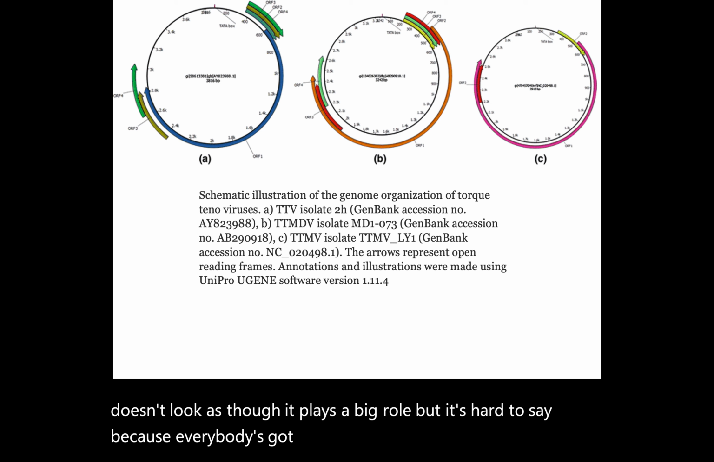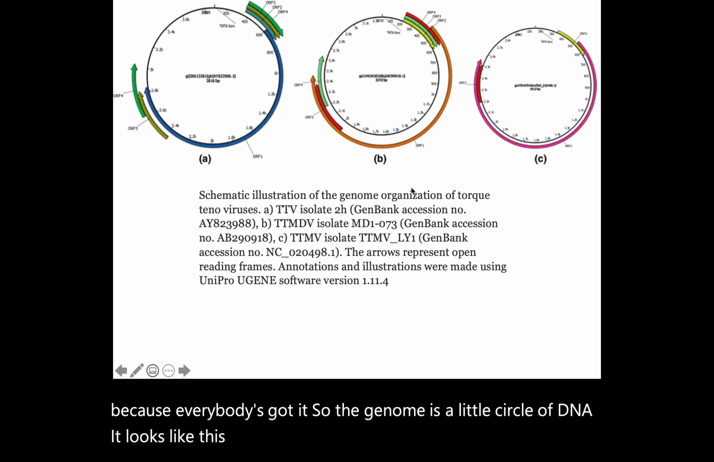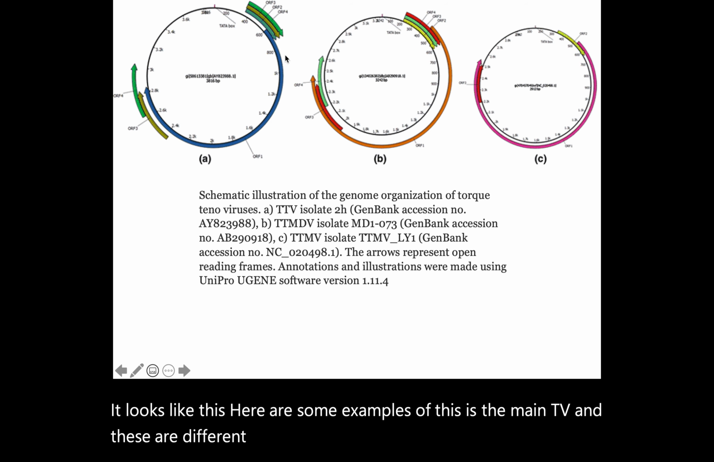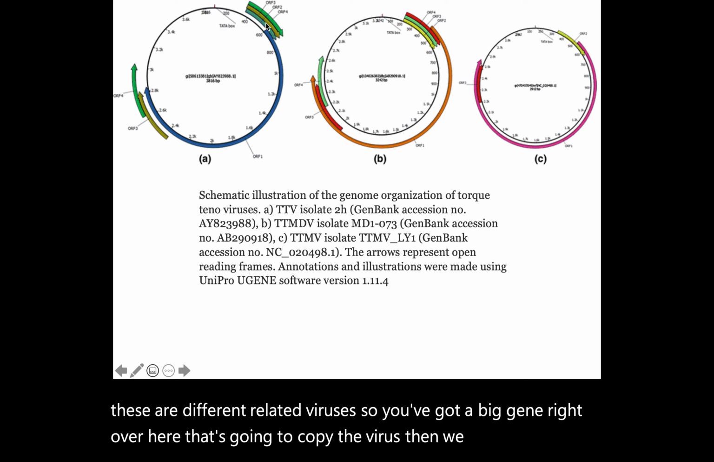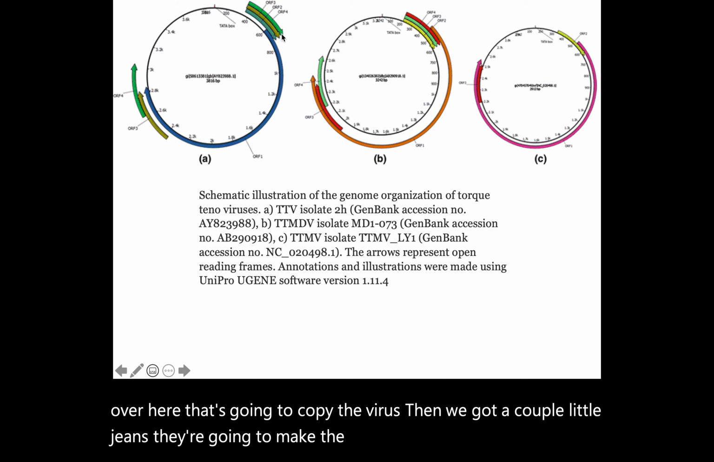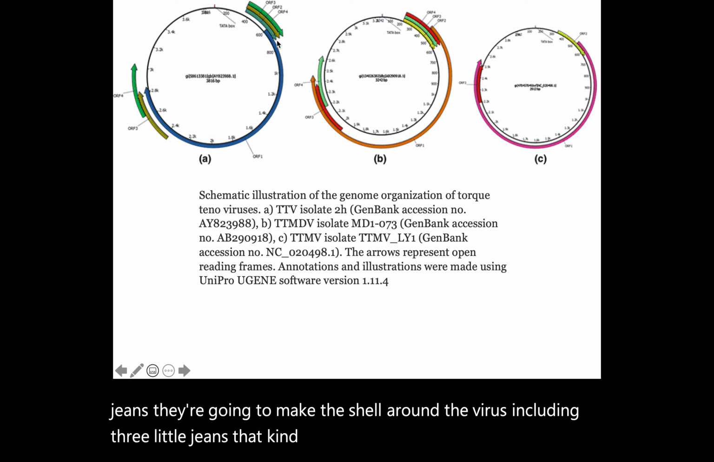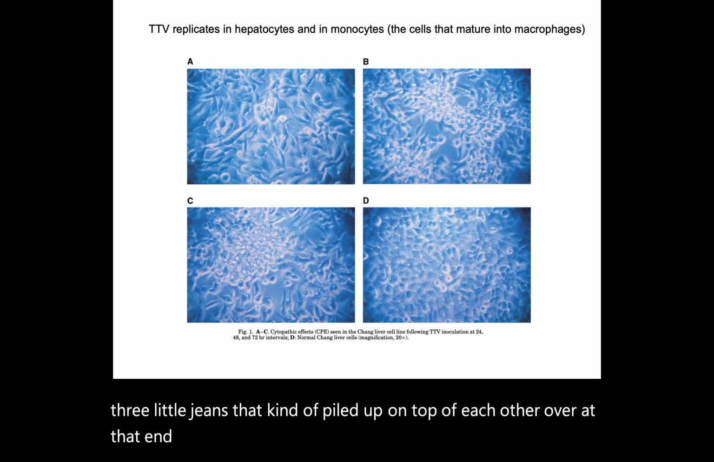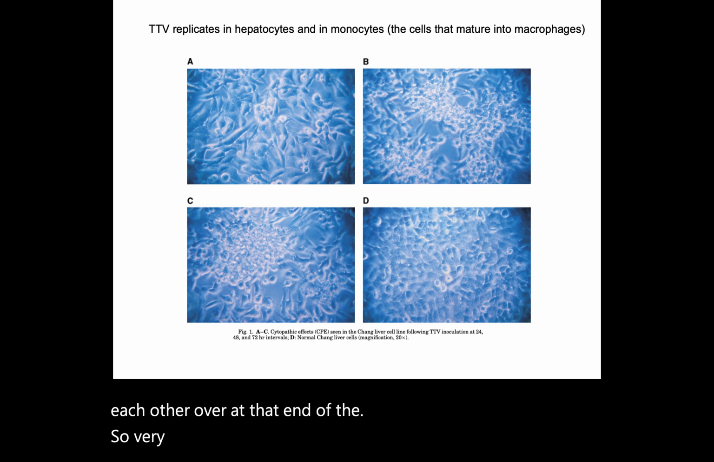So the genome is a little circle of DNA that looks like this. Here are some examples of, this is the main TTV, and these are different related viruses. See, we've got a big gene right over here that's going to copy the virus. Then we've got a couple little genes that are going to make the shell around the virus, including 3 little genes that are kind of piled up on top of each other over at that end of the genome. So very efficient virus.